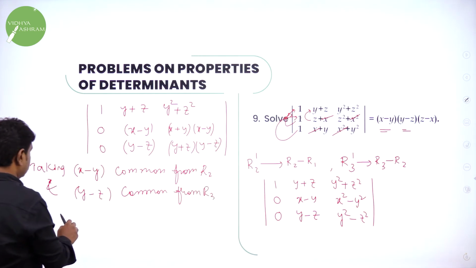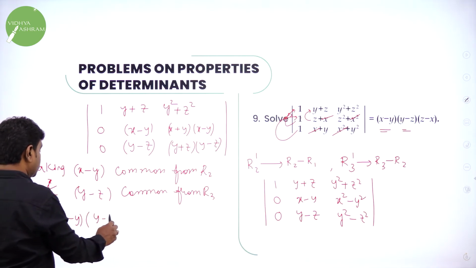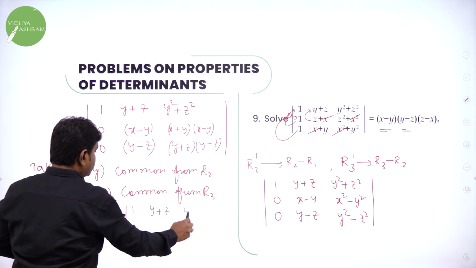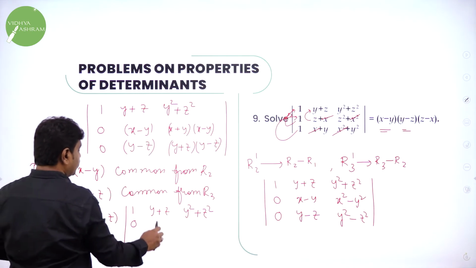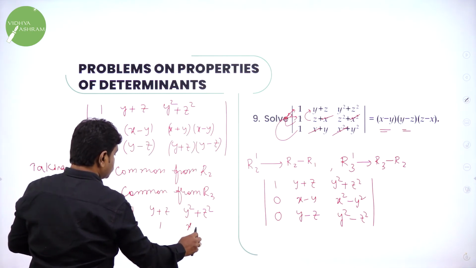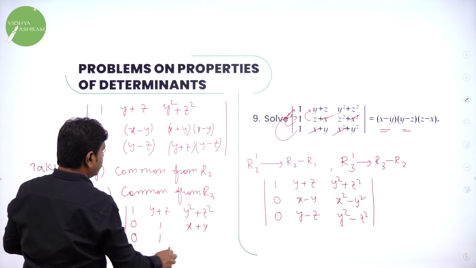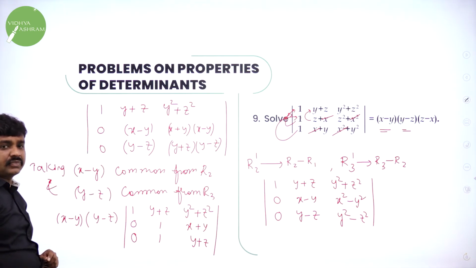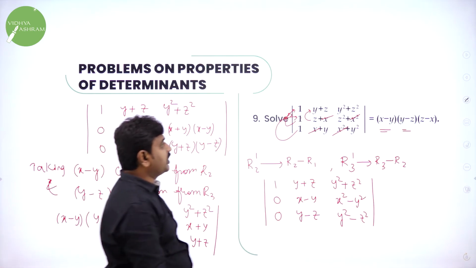If you do that, take x minus y out and y minus z out, then you will be left with 1, y plus z, y square plus z square in the first row; 0, 1, x plus y in the second row; and again 0, 1, y plus z in the third row. Now expand it, you will get the RHS. So x minus y, y minus z, and the determinant 1 0 0.